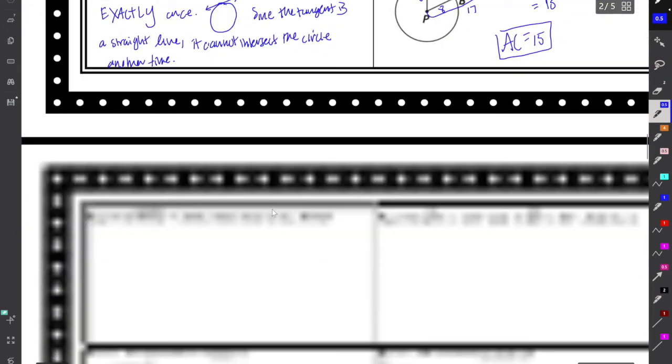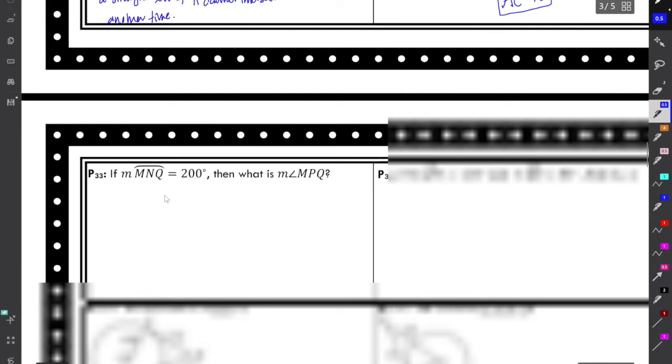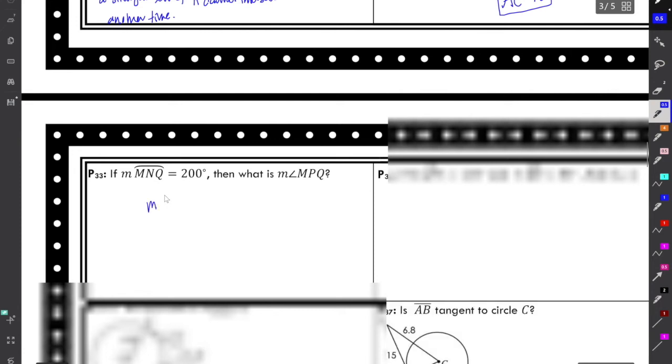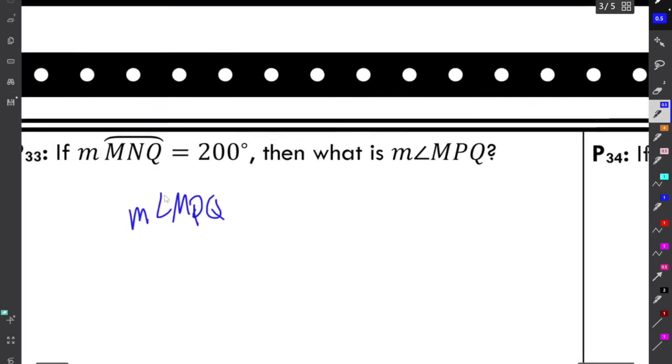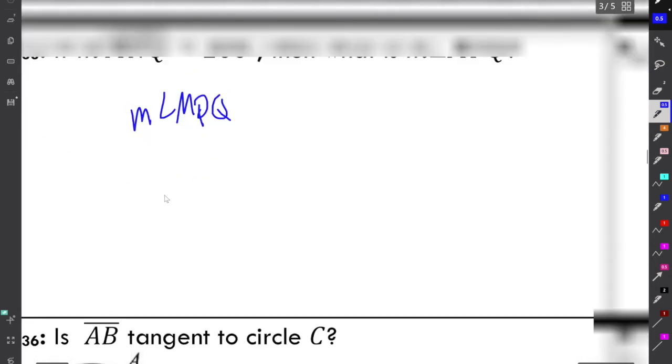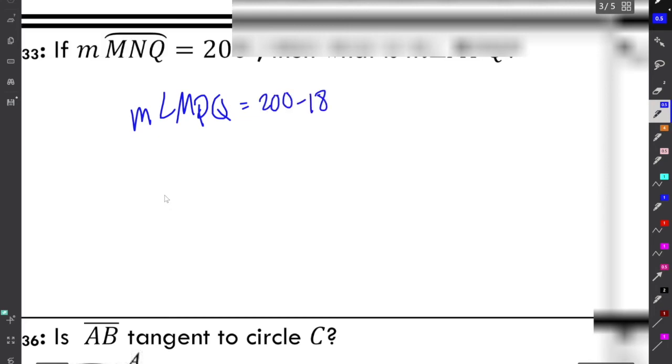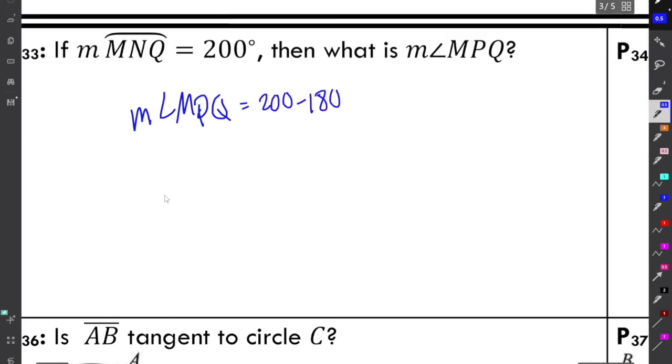So all we need to do is, the measure of angle MPQ is equal to 200 minus 180. So the measure of angle MPQ is going to be equal to 20 degrees.